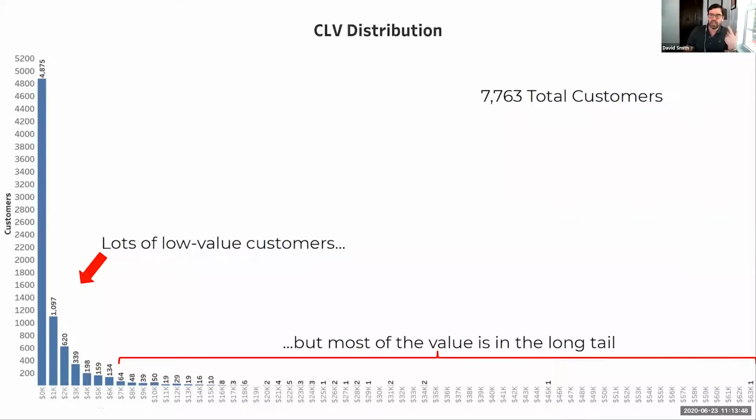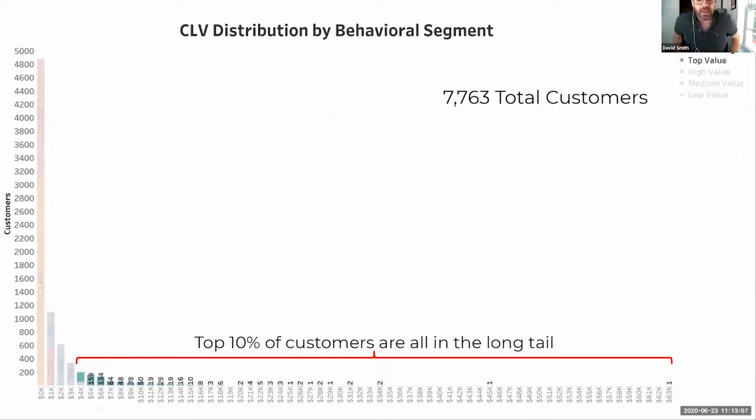So we did a predictive model and did a whole bunch of calculations around this particular company. And we figured that these are the top 10% of customers that are in this long tail. And we highlight them here in this slide. So if we take those top 10% of customers, then we can chart those out and see how much residual customer value they're expected to bring us into the future.